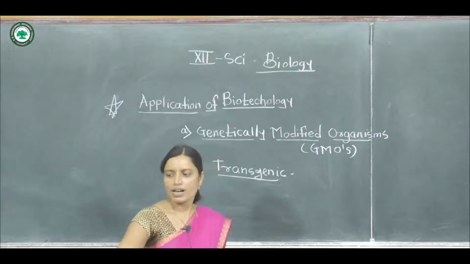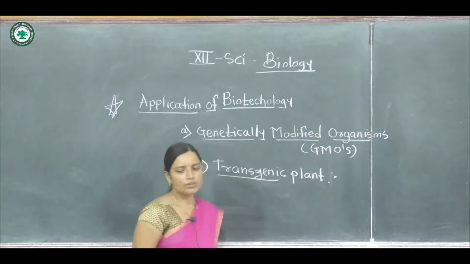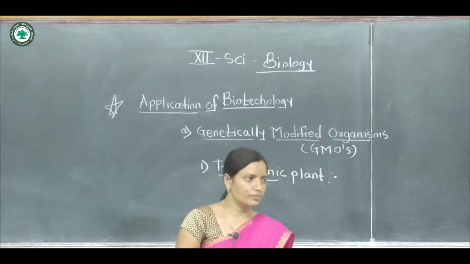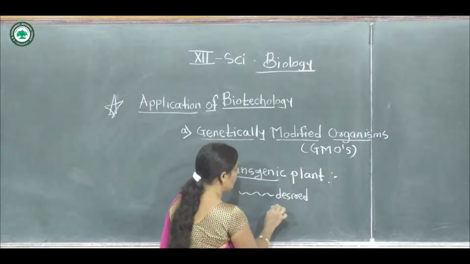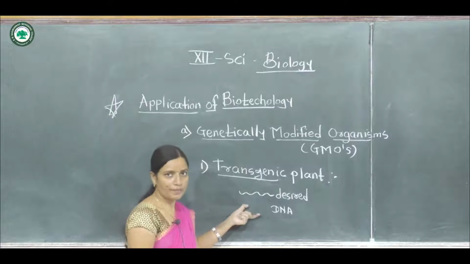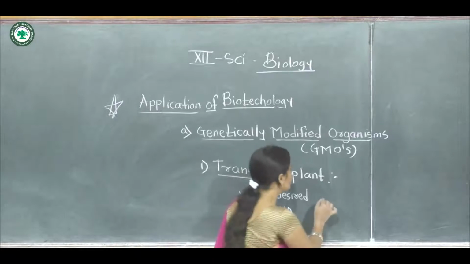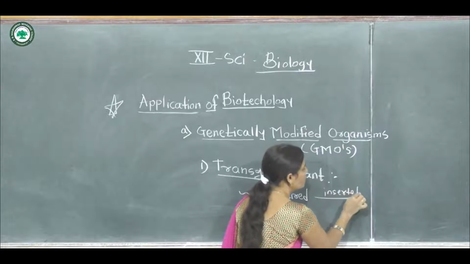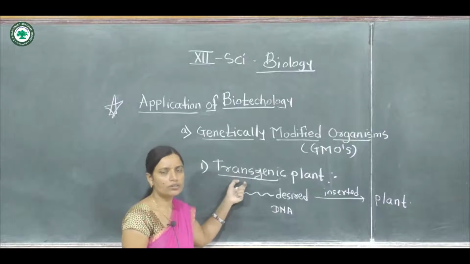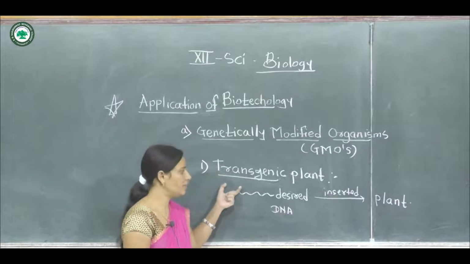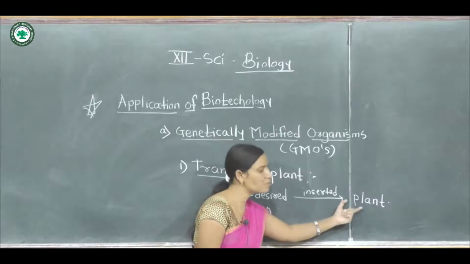Now the first term is the transgenic plant. Transgenic plants means the desired gene, a particular gene or desired DNA, is isolated from plants or another organism, and this particular gene is inserted into the plant. A particular transgene, the gene sequence of the DNA, is isolated, and this desired DNA can be introduced to the plant cell.